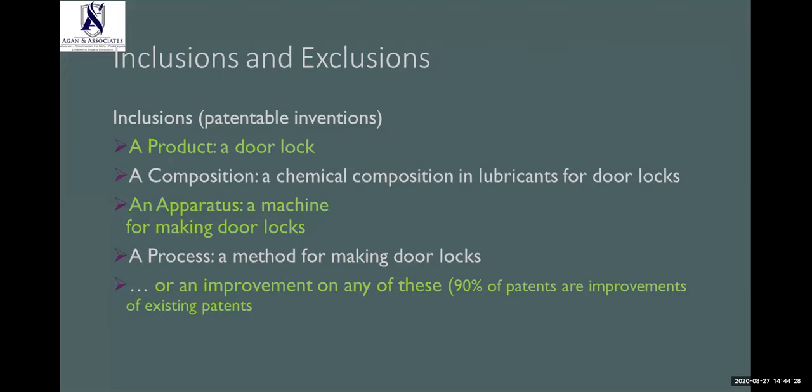or there can be an invention in the form of a composition, like for example, a chemical that is used for lubricating a product like a door lock. Or there can also be an invention which takes the form of a machine that is used for making the product. In this case, we've given an example of a door lock. Or there can also be an invention by way of a process, and that is a method of making the door locks. So whether it is a product, a composition, an apparatus, or a process, all these are patentable. All these are inclusions.